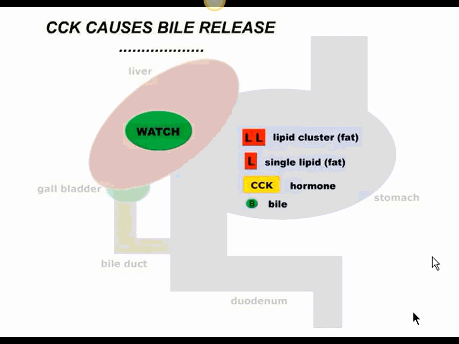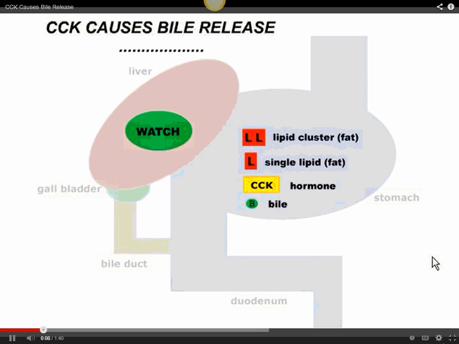Welcome to the tutorial. This time we're going to look at how CCK, which is a hormone, causes bile release from the gallbladder. So first of all, a little bit of digestive anatomy. We've got the stomach here, which has the esophagus that leads into it, and coming out is the first section of the small intestine, the duodenum. Off to the side is the liver here, and underneath the gallbladder, and then the bile duct, which leads from the gallbladder into the duodenum. And that's what carries the bile.